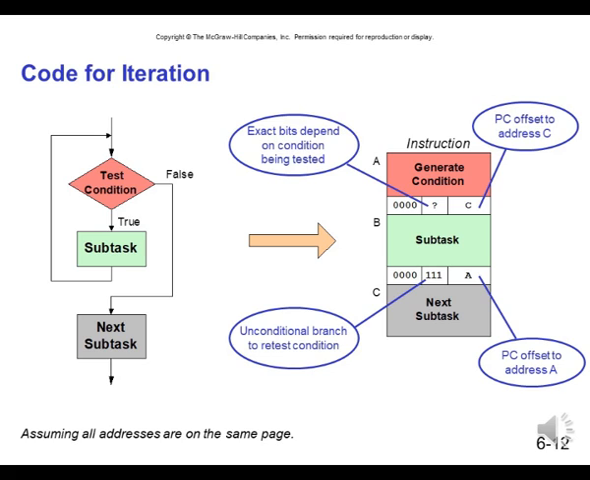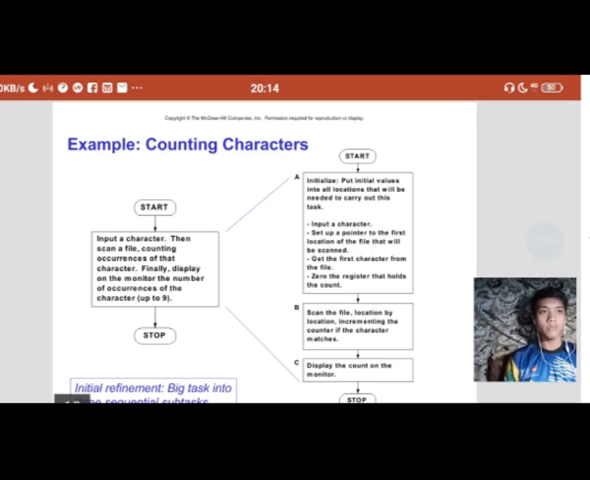And in the subtask, we can see the number 111 is an unconditional branch to retest the condition. And A is PC offset to address A.